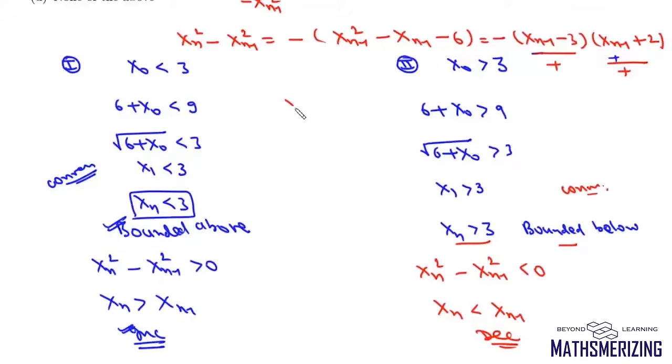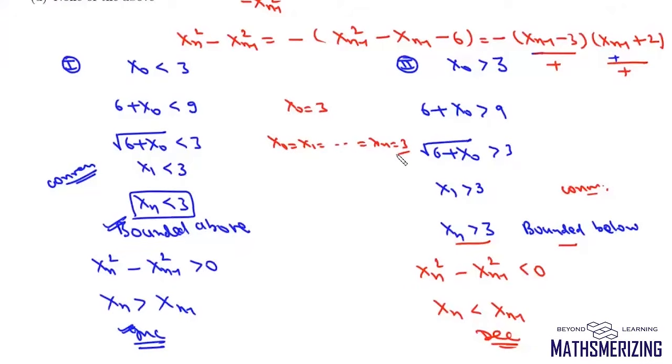Now what about if x0 is 3? If x0 is 3, then this sequence will be a constant sequence, and we know that a constant sequence is a convergent sequence. So this sequence will be convergent for all the possible values of x0.